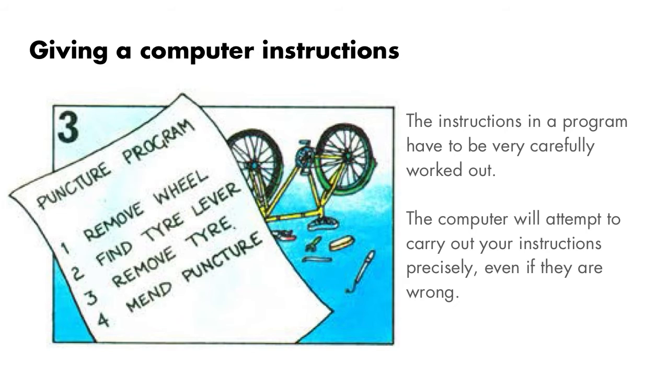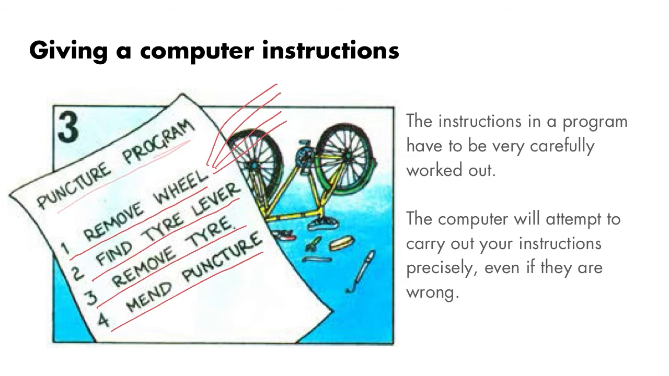So we need to understand how the instructions break down. Let's pretend that we wanted to write a program for fixing a hole in our tire. In our bike tire or car tire, you need to break the whole process down into small chunks. The first step would be something like remove the wheel, and then you would want to find the tire lever. Then you can remove the tire, and then you can mend the puncture. So there are 4 steps here, but each of those steps then needs to be broken down into smaller steps, and perhaps some of those will need even smaller steps.